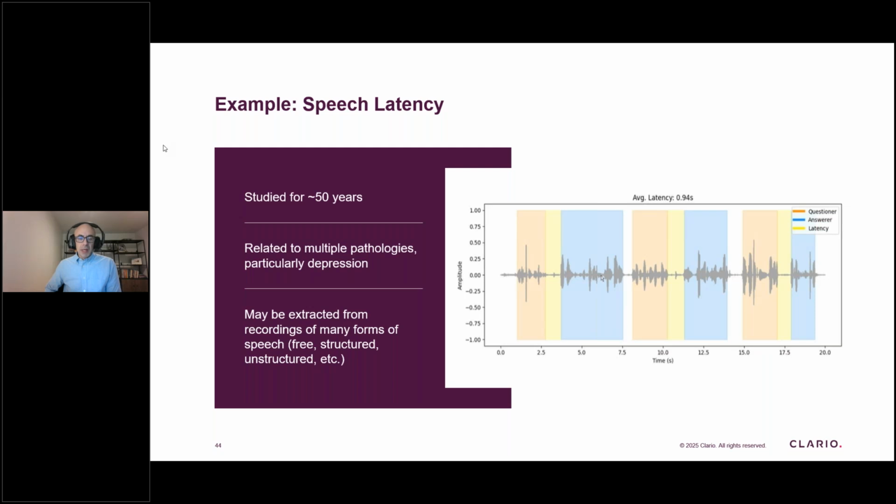And again, it's been well studied, even predating the digital era. It's even older than I am, just to put it in context. Let's go to the next slide.